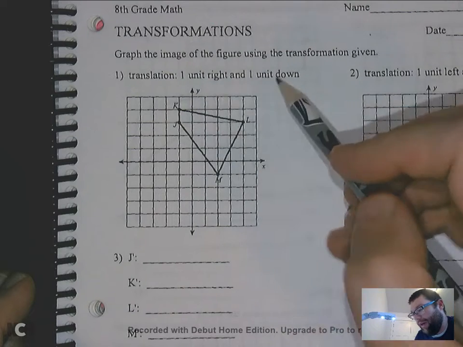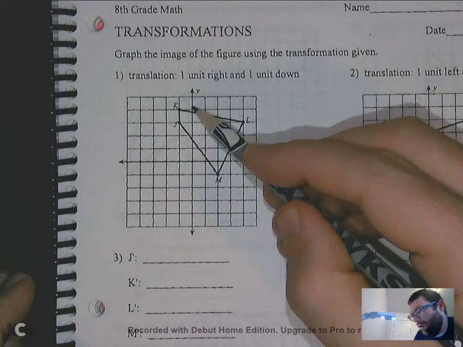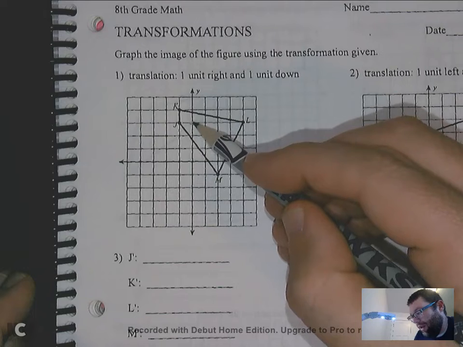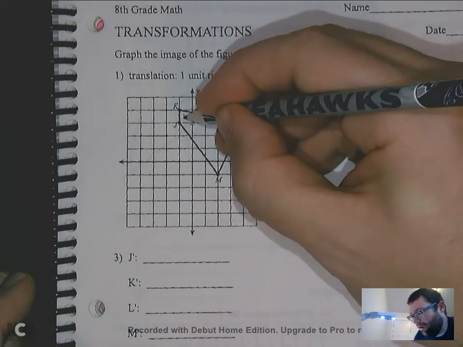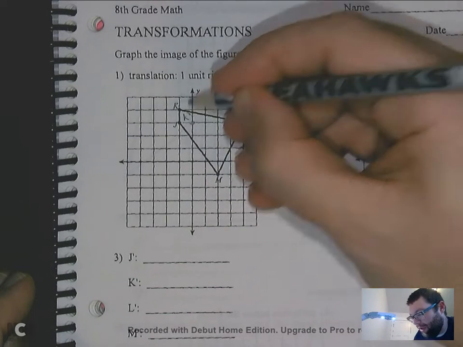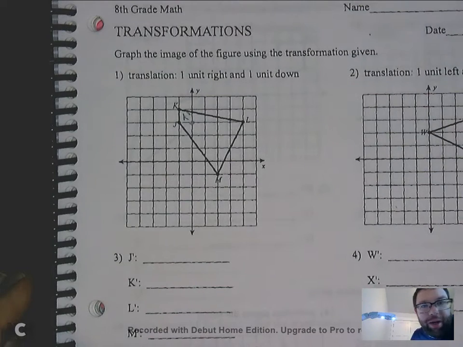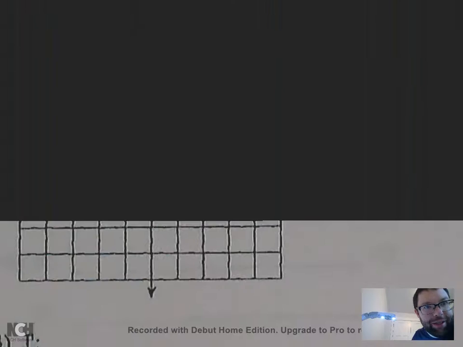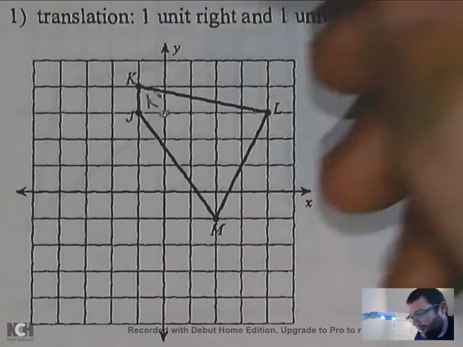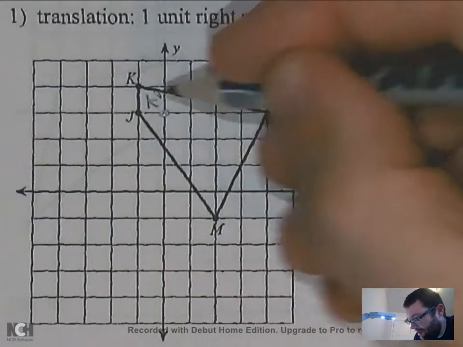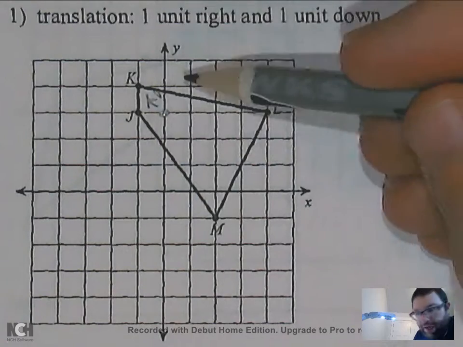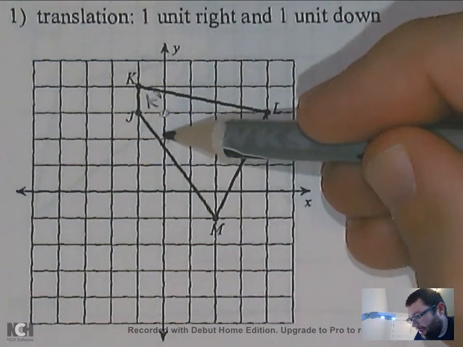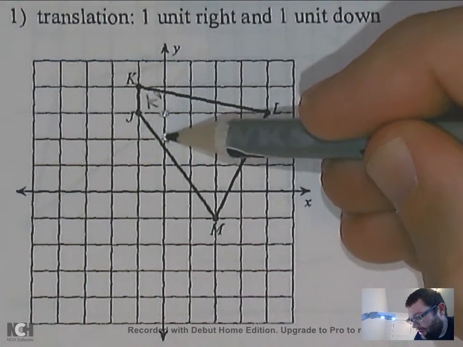So 1 unit right, 1 unit down. You just go 1 right, 1 down, and there's your new K. And again, we put a little apostrophe next to it, and we always label. The apostrophe means prime, right? It just means that shape has been transformed. I'm zooming in here so you can better see what I'm doing. There's the K, and there's the little apostrophe symbol next to it. And then J, 1 right, 1 down, there's the new J prime.